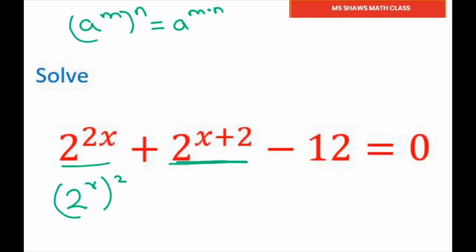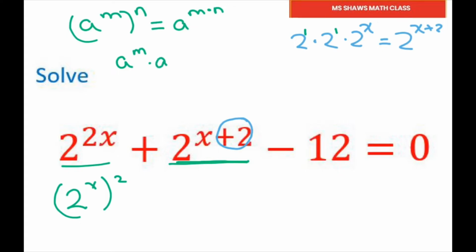Now on this one here, since there's a plus 2, I can write this as 2 times 2 times 2 to the x, because that should equal 2 to the x plus 2. And this is why, because we're going to use our product property. Remember, a to the m times a to the n equals a to the m plus n.